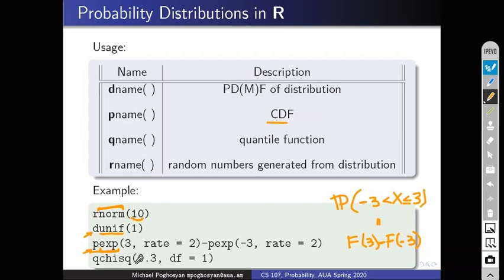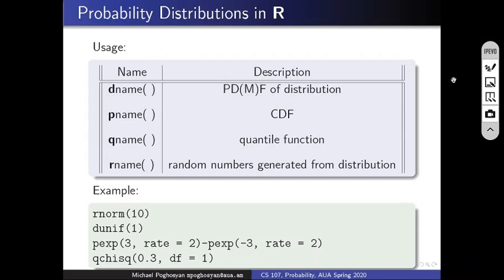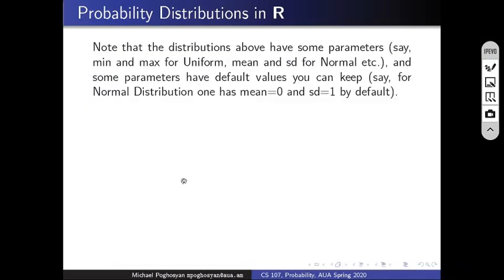And the last one is qchisq. So this is the name of that distribution, the chi-square distribution, and q is calculating the quantile of that distribution of order 0.3. You will talk about quantiles and the chi-square distribution in the statistics course. Okay, so let's move forward.